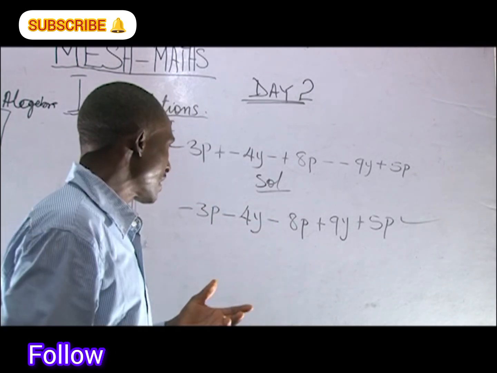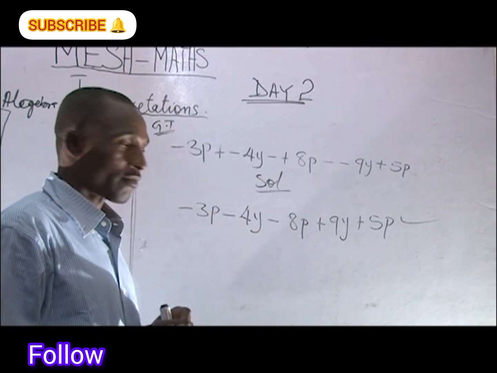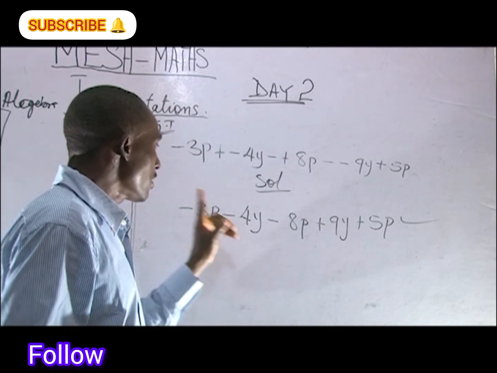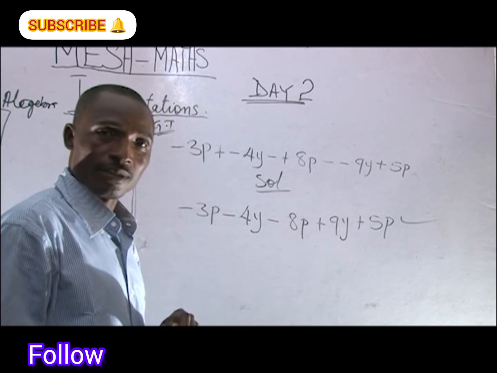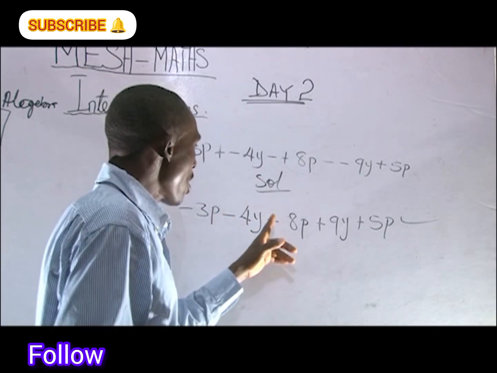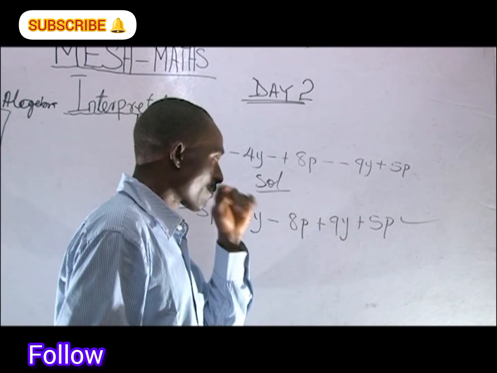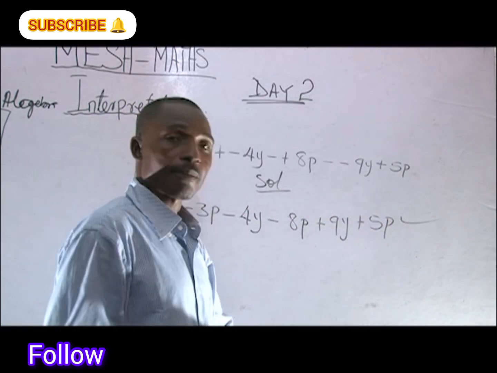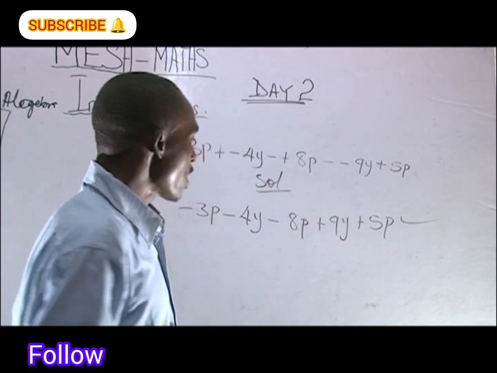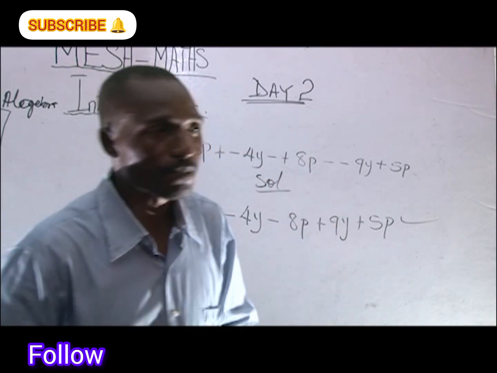So let's take plantain, for instance. Owing 3 plantains. Owing 4 yams. Do you understand? Owing 8 plantain. Having 9 yam. Having 5 plantain. That is it. In this case, the rearrangement you're going to do is different.